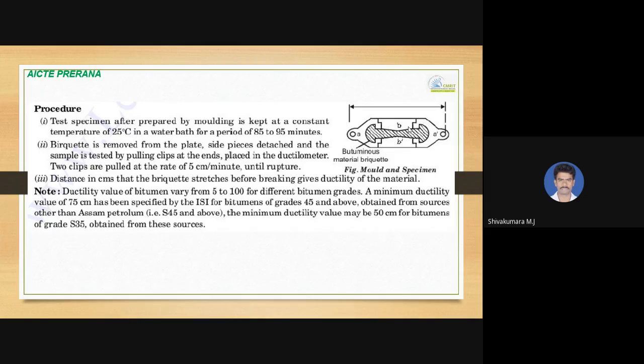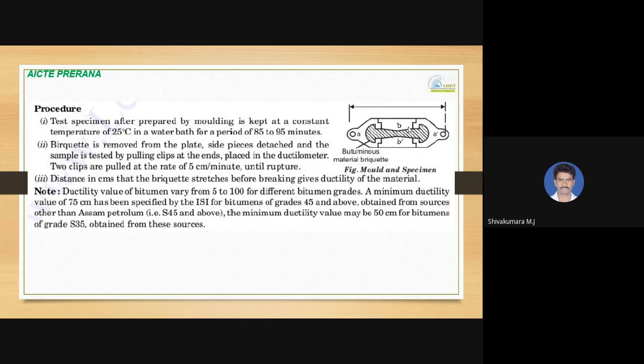After pouring, wait for a duration of 30 minutes of air cooling and keep it inside water again for a duration of 30 to 60 minutes. Then place this briquette mold, fix it in the ductility testing apparatus, and a standard temperature of 25 degrees Celsius is maintained in a water bath for a duration of 85 to 95 minutes.